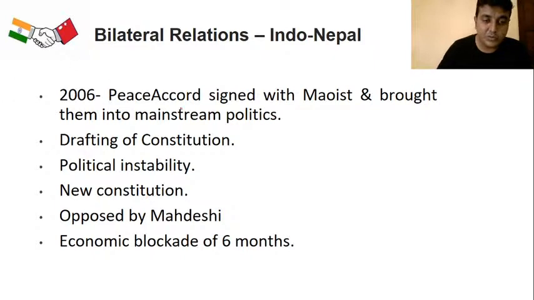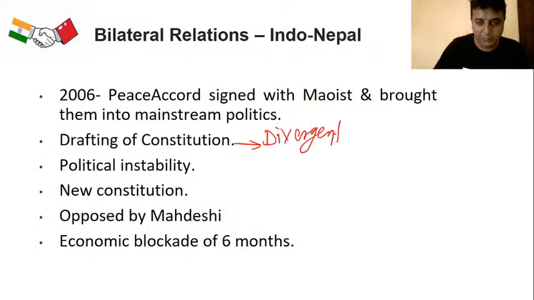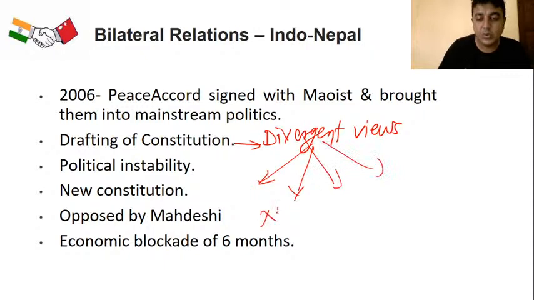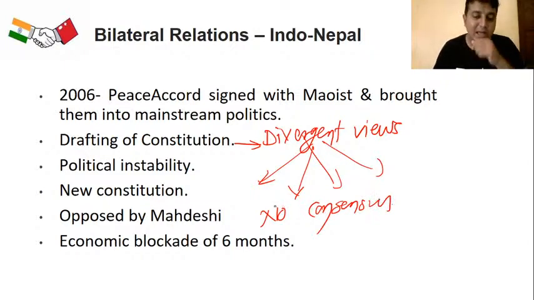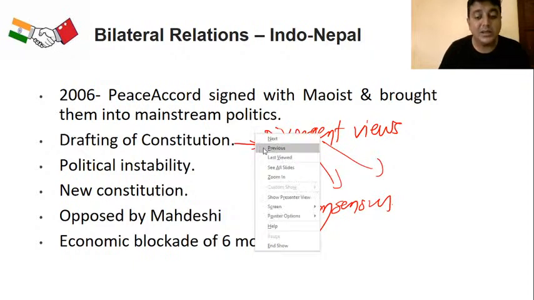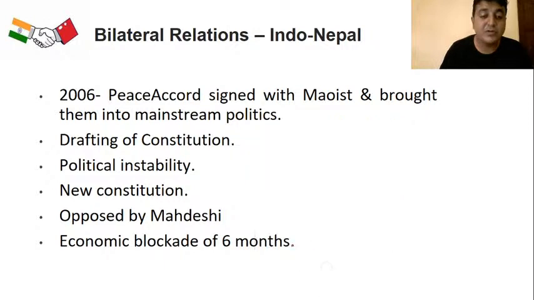So while drafting the constitution, divergent views were there, and because of the divergent views, there was no consensus. That is why the first Constituent Assembly was dissolved, then after the extension also they were not in a position to draft the constitution, and that led to the dissolution of the Constituent Assembly. Again elections took place. After the election there was a period of political instability.